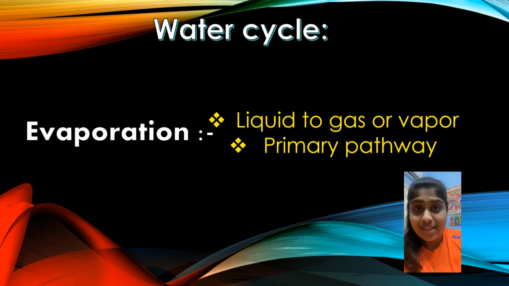I'm Savita and I would like to present about evaporation in the water cycle. Evaporation in the water cycle is the process by which water changes from liquid to gas or vapor. It is a primary pathway by which water moves from the liquid state back into the water cycle as atmospheric water vapor.